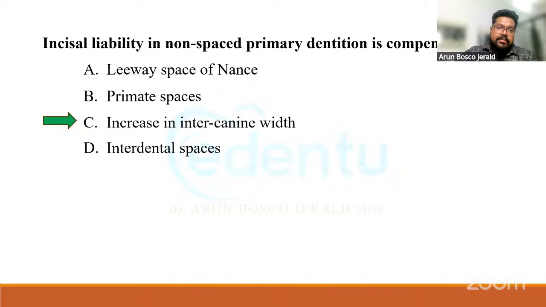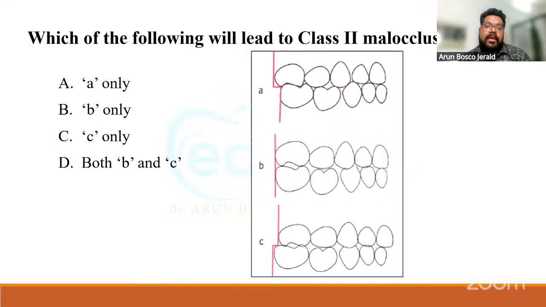Moving to the next question. Which of the following will lead to class 2 malocclusion? We have already learned in the first year itself that when the deciduous molars erupt, the distal surface of the upper deciduous molar will be in line with the lower deciduous molar. Picture B is called the flush terminal plane. Option A shows a mesial step and option C shows a distal step.